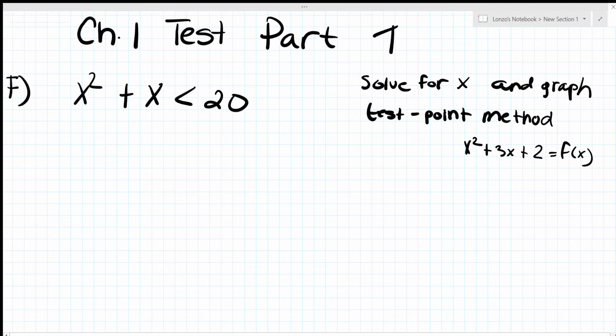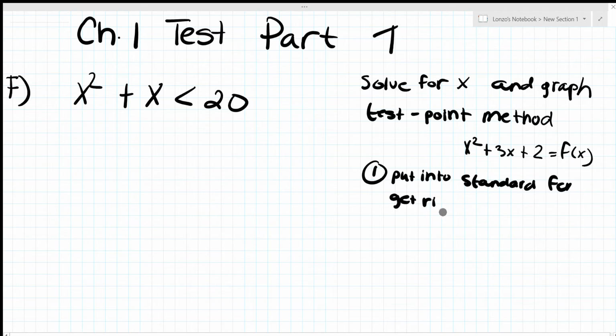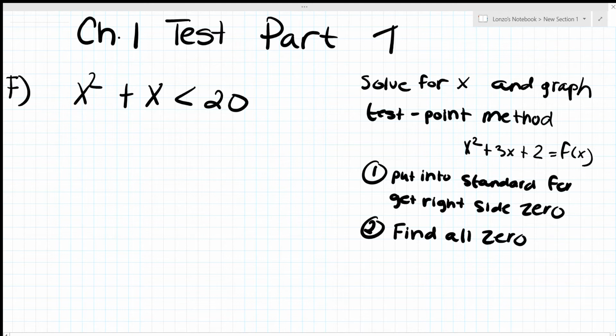So the first step is to put it into standard form. What I mean by standard form is you simply have to get the right side to 0. Next step is find all zeros, which means solve for x. And then the third step is choose a test point.